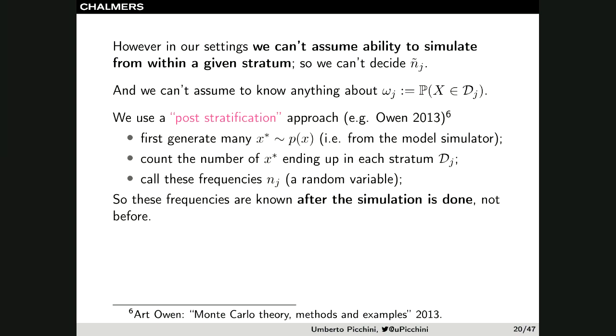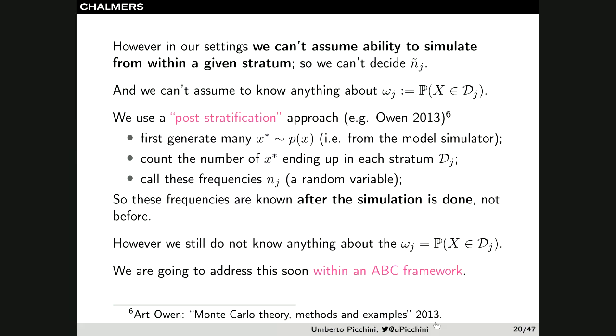So what we can do is to use what Art Owen has called post-stratification. You can find this very nice monography online. It's freely accessible. So this post-stratification approach means that we generate from the unconditional simulator, so not conditionally on a specific stratum, we just simulate from our model simulator, X star, and then we count how many of these simulations end in each stratum. So the number of points in each stratum is now random, while previously it was decided by the statistician. So we can only know this nj after the simulation is performed.